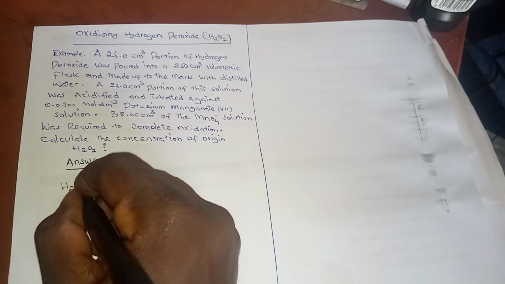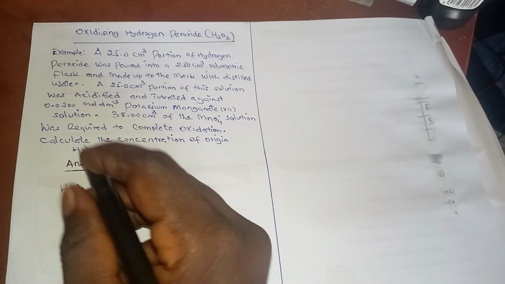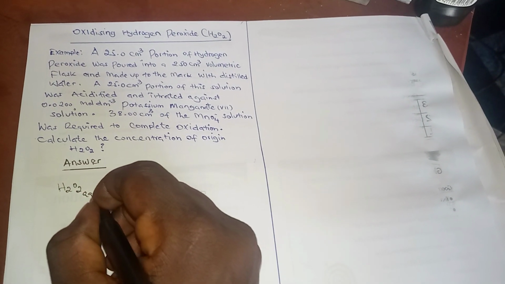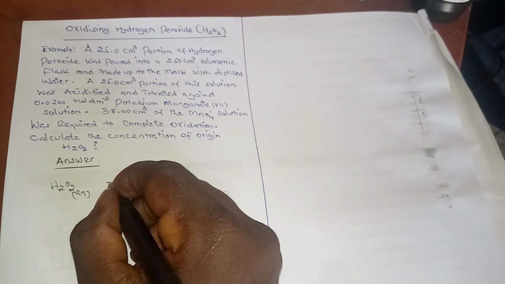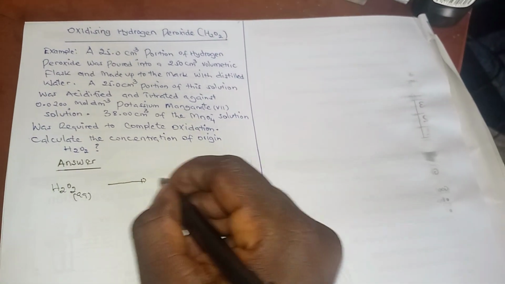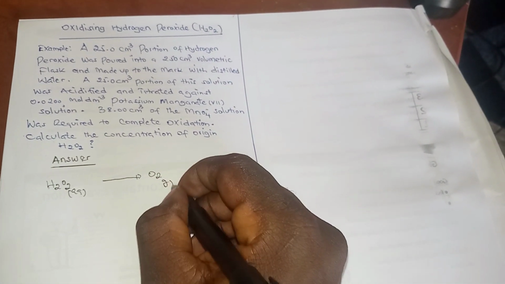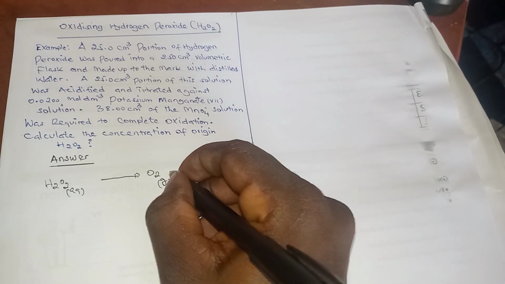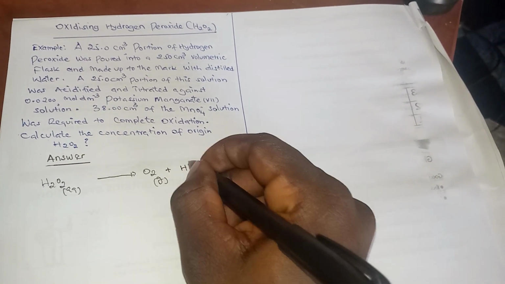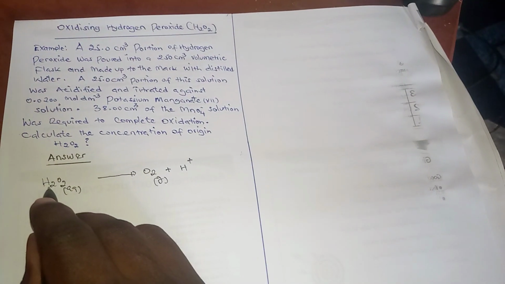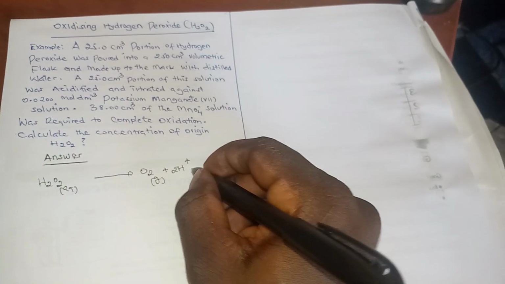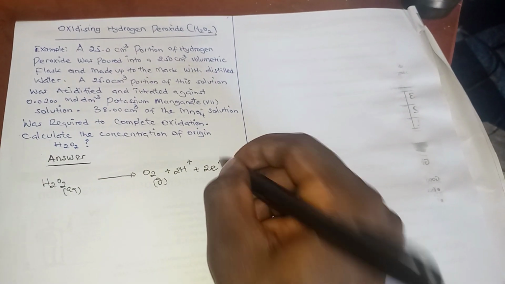hydrogen peroxide. First of all, as you know, this hydrogen peroxide is aqueous. So this gives oxygen, and this is gas, plus hydrogen. Remember here we have 2 hydrogen, you put here 2, then plus 2 electrons.